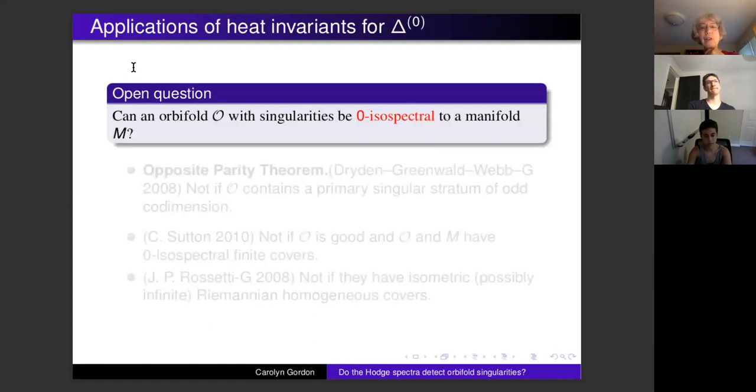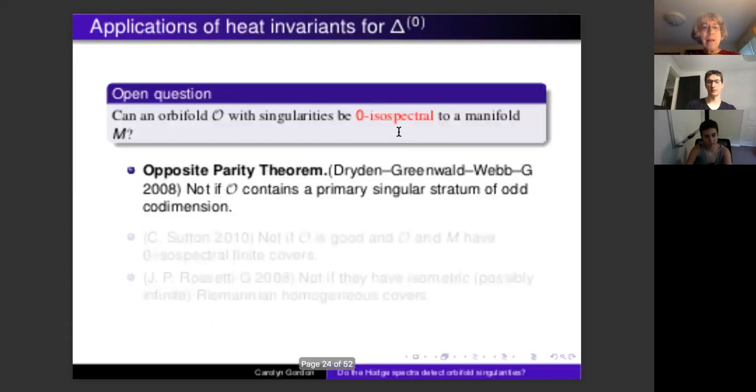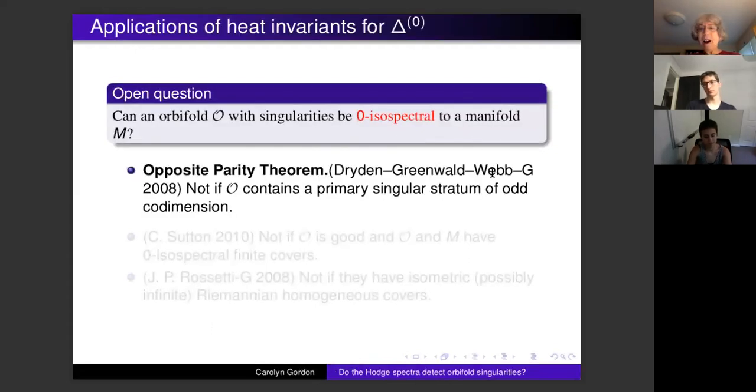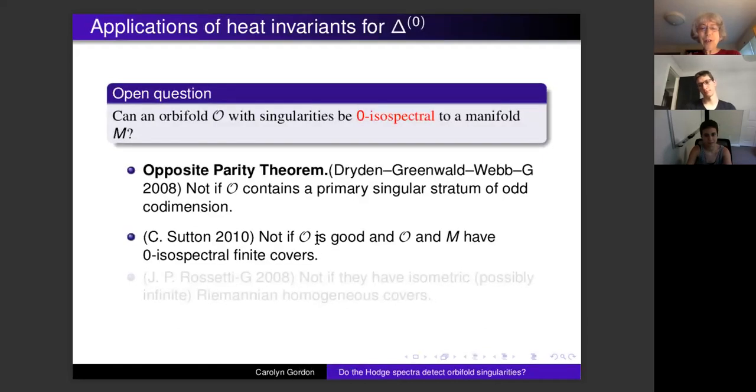Some applications of heat invariants to the question: could an orbifold with singularities be isospectral to a manifold? Well, as we mentioned, it's easier to see odd codimension singular strata. So the opposite parity theorem says not if the orbifold contains a primary singular stratum of odd codimension. If you want to allow strata of even codimension, the results assume that you have a good orbifold, which kind of helps you separate things out.